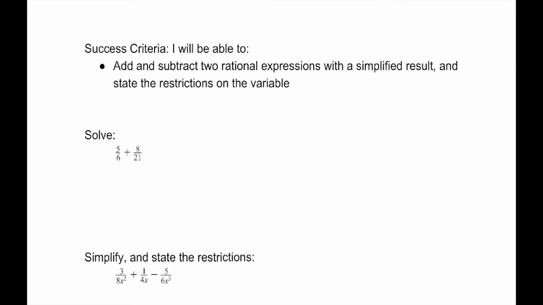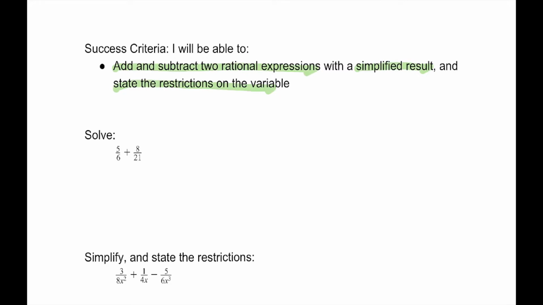The success criteria will be that you will be able to add and subtract 2 rational expressions with a simplified result. In other words, it can no longer reduce, so reduce as far as it can. And then finally, state the restrictions on the variable. On this example, let's start off with a numerical example. We have 5 over 6 plus 8 over 21. How will we do this normally? We need to find a common denominator. We could always find a common denominator of 2 fractions by multiplying 6 and 21.